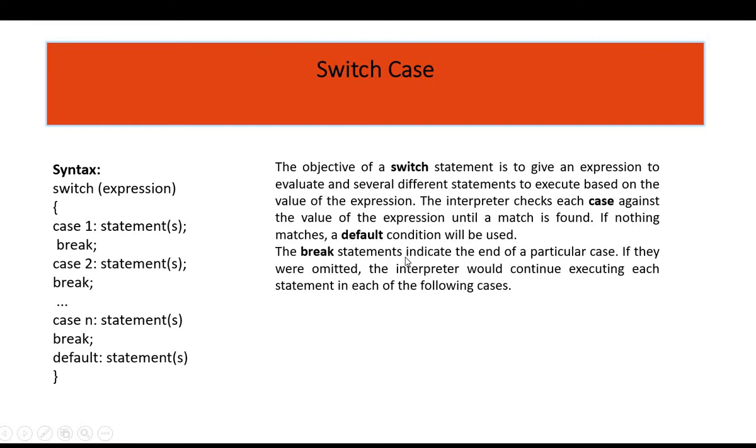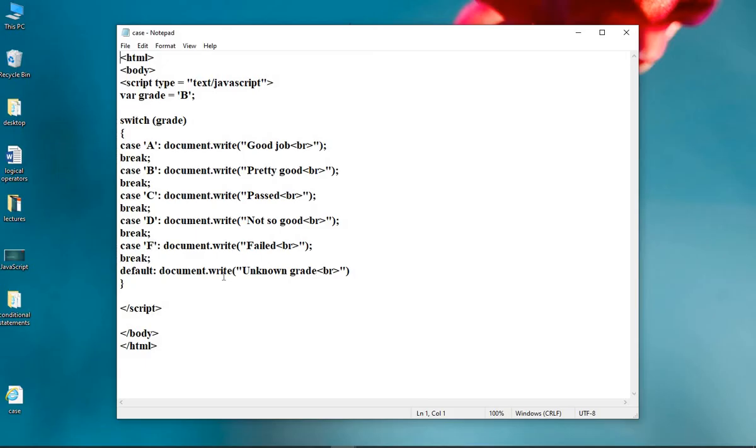Let's implement it in the coding. Suppose we want to frame a program which reads the value of grade and displays a message according to it. For the value A, it must print good job. For value B, it must print pretty good. For value C, it must print passed. For value D, it must print not so good. For value F, it must print failed. For any other default case, it must print unknown grade. So for such a case, we can make use of the switch case statement.